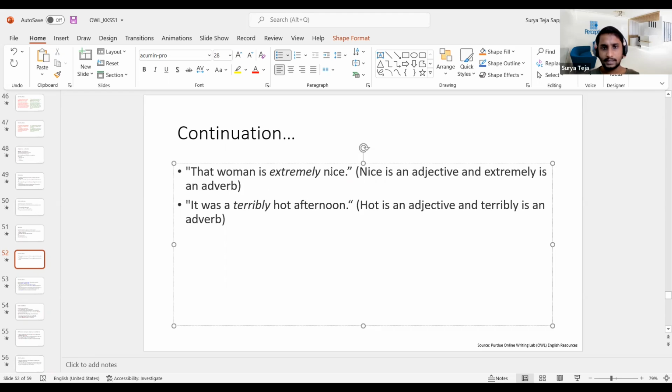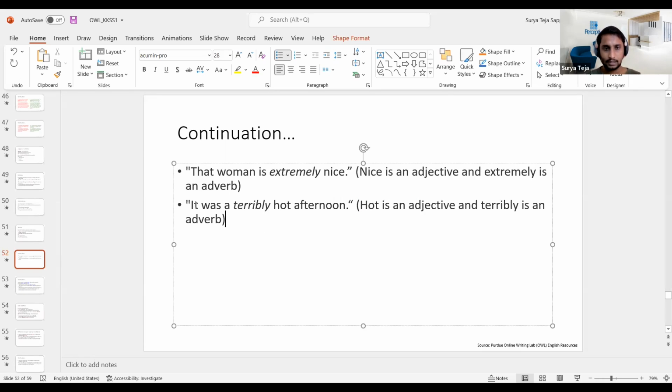We can simply say the woman is nice, but because we want to put more emphasis on the adjective, here we are using extremely, and extremely is acting to modify the adjective. In the previous slide, we saw how it was modifying the verb. Here in this case, it is modifying the adjective.